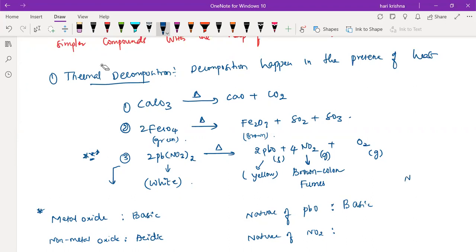Nitrogen is a non-metal, right? Everybody has confusion. How to identify the metals and non-metals? Do you have any confusion in identifying the metal or the non-metal? No, sir. Okay, so nitrogen is a non-metal. So it will form acidic oxides. Okay?